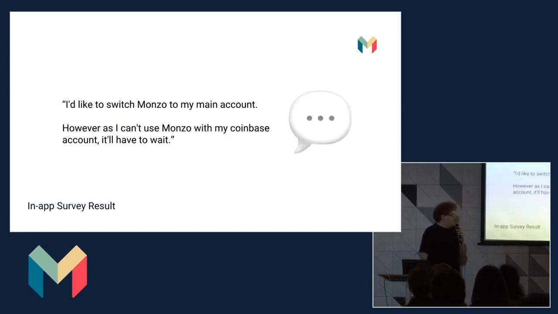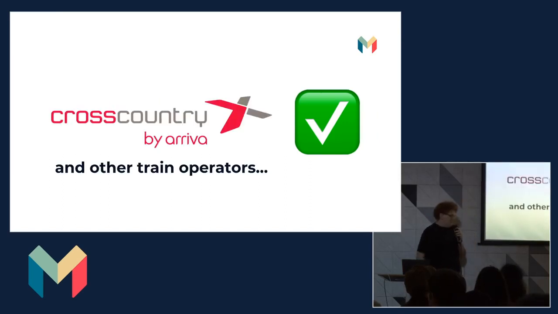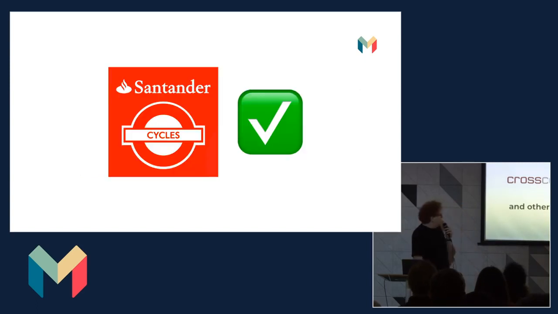So this is a very, very common piece of feedback we receive on the in-app surveys. Like, to switch to Monzo from my main account, can't use it with Coinbase. So as a result of us now supporting 3D Secure, Coinbase now works. Cross-country, Aviva and almost every single other train operator. A few of them seem to have misconfigured their systems, but we're reaching out to them to try and get it fixed. And you can now buy the Santander Cycle key fobs.